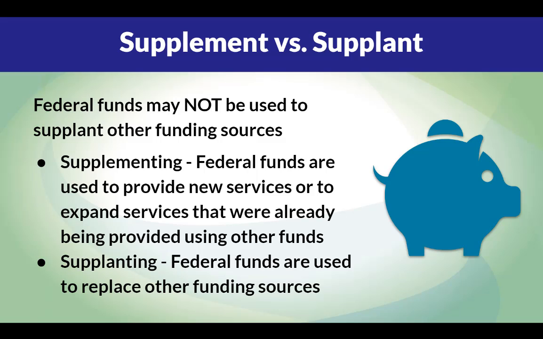A final idea necessary to understand allowable and unallowable costs in CLC budgets is the fact that CLC funds can be used only to supplement but not supplant any federal or non-federal funds used to support current programs. What do these terms mean exactly? Supplementing with the CLC grant means that CLC monies are used to provide new services or to expand services that were already being provided using other funds. Supplanting with the CLC grant means that CLC monies are used to replace other funding sources used to provide services.